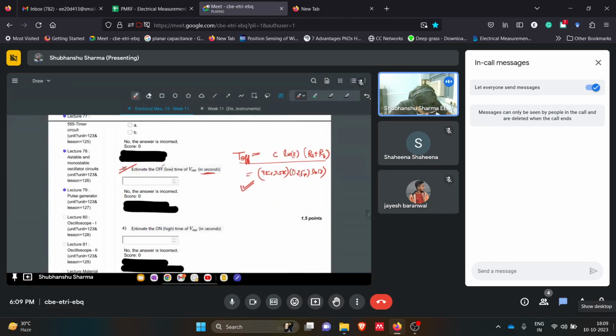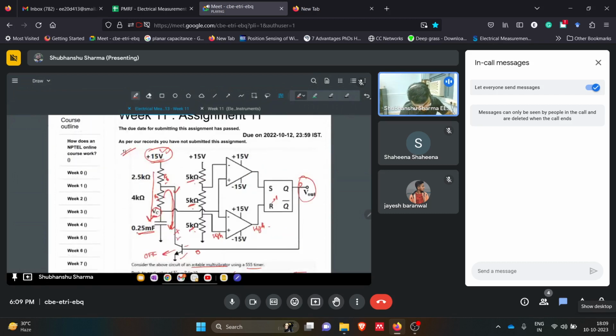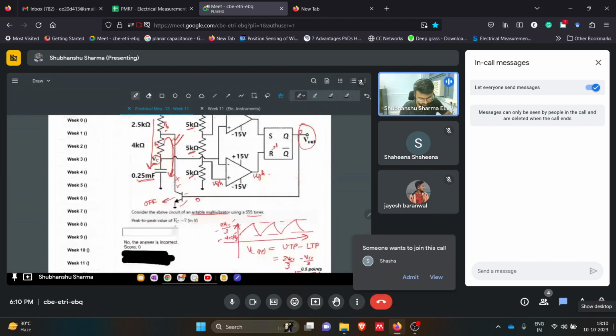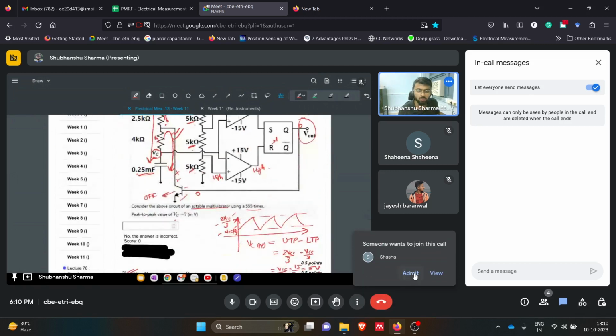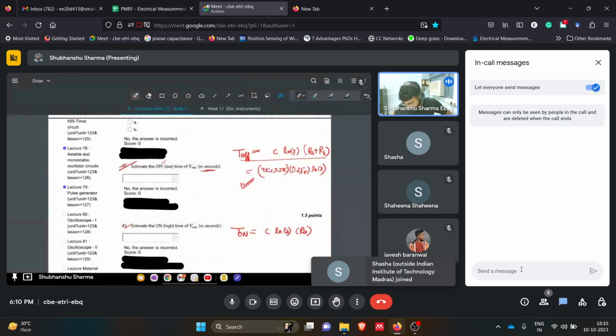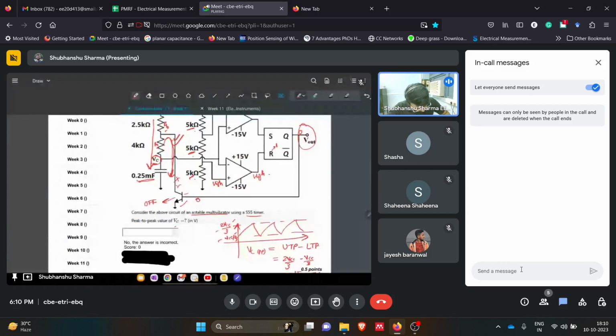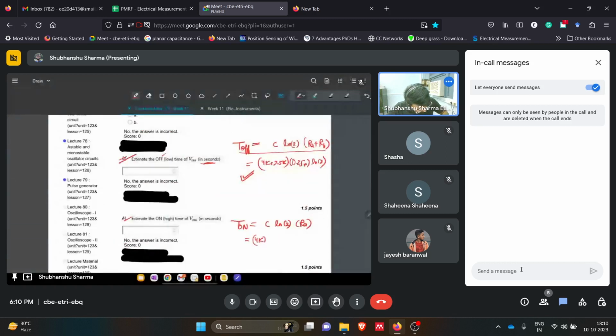Okay. So that is the off time. The next question is the on time. If you remember, for on time it is C ln 2, but only RA is there, because in on time this path is working. So this transistor is on and the capacitor is discharging. That's why in on time we will have only one resistor, that is RA. So RA C ln 2, where RA is 4K, C is 0.25 milli, ln of 2. So you will get T on.